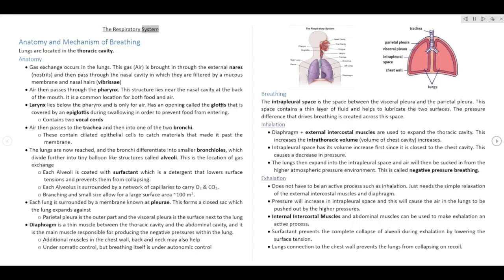The respiratory system. Anatomy and mechanism of breathing. Lungs are located in the thoracic cavity. Anatomy. Gas exchange occurs in the lungs.